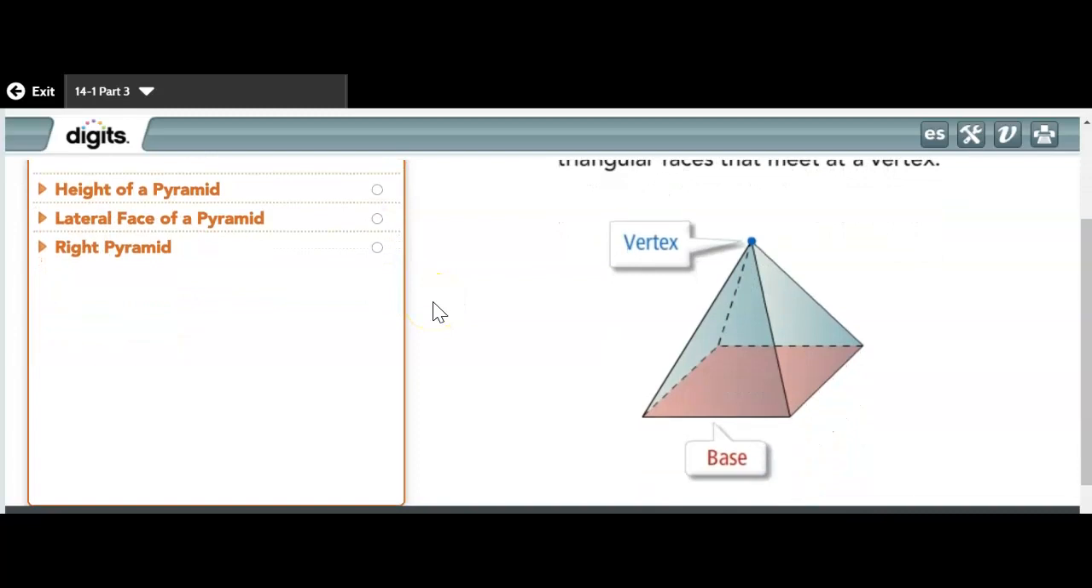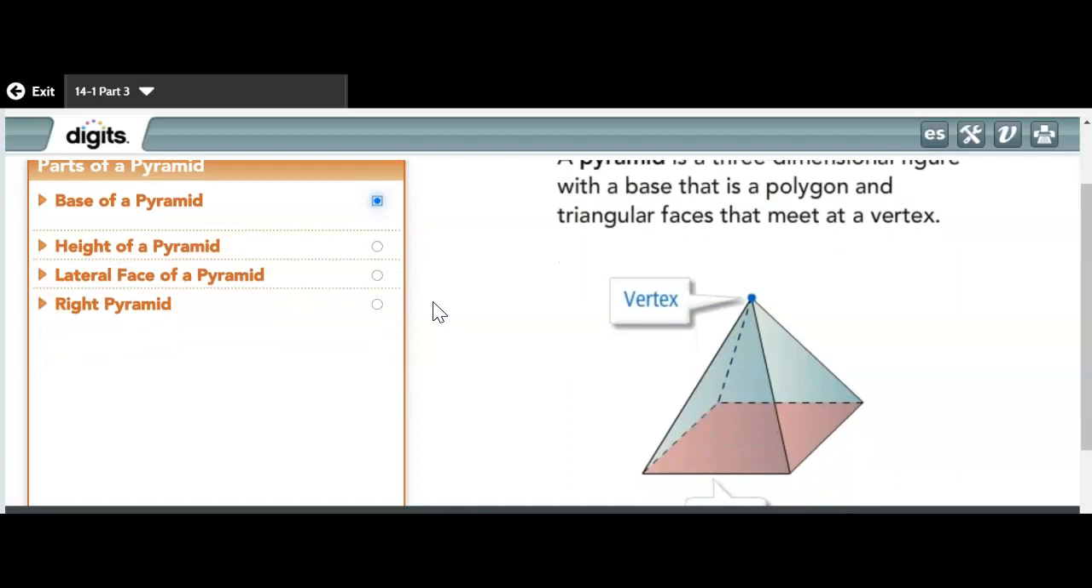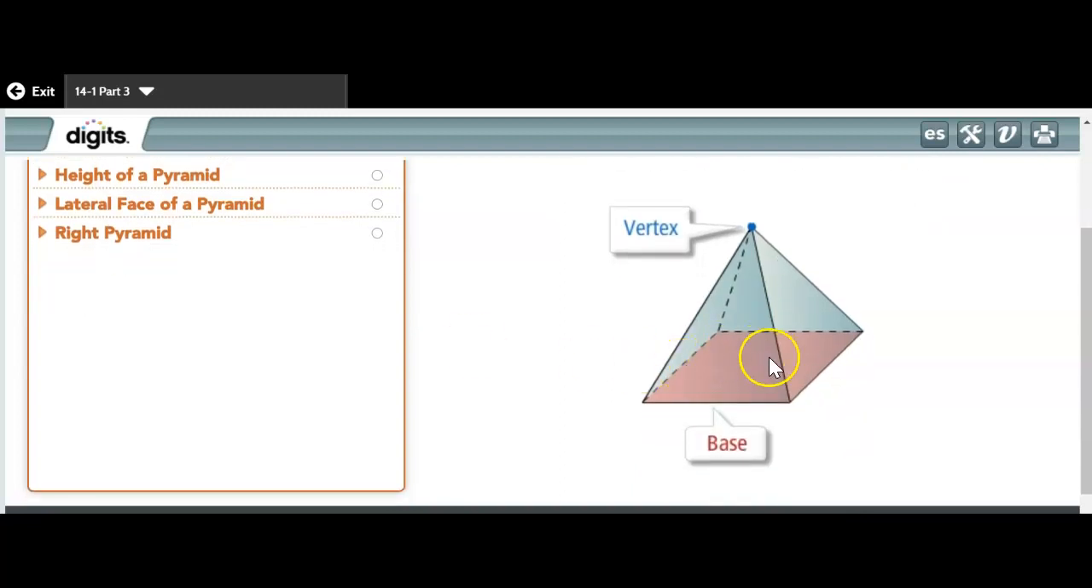We have the base. Base should be your next answer. Of a pyramid is a polygonal face that does not connect to the vertex. So here is your base at the bottom, the red. It does not connect to your vertex. They do not touch.